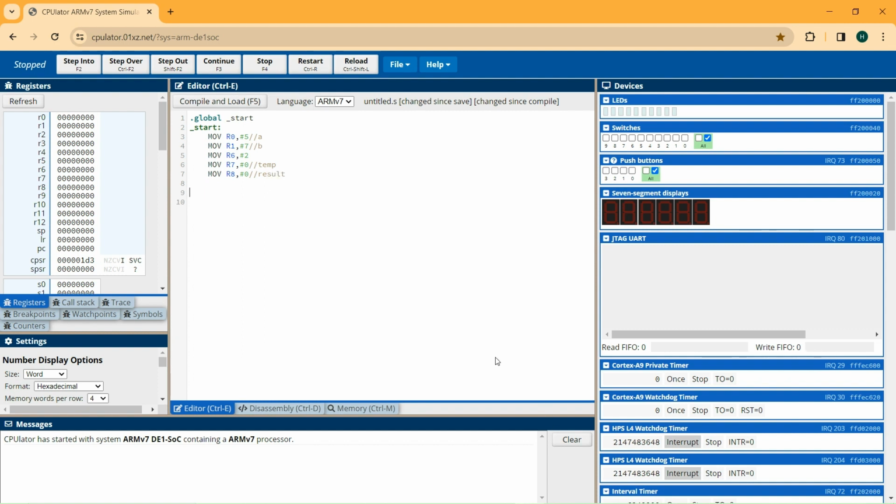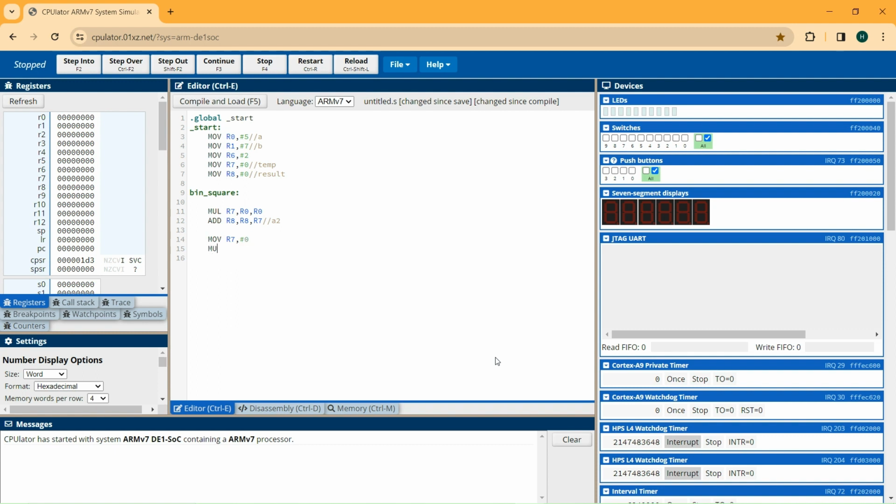Then I will move to the new branch, binomial square. Here I will multiply in R7 R0 and R0, and then I will add in R8, R8 and R7. It is a squared. And then I will clear R7, so I will move 0 here.